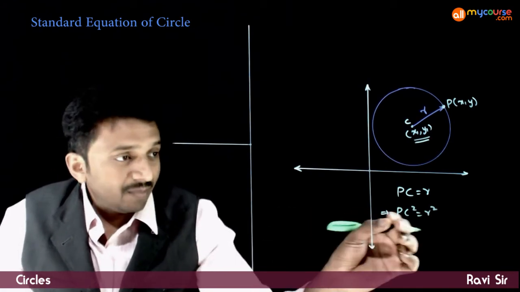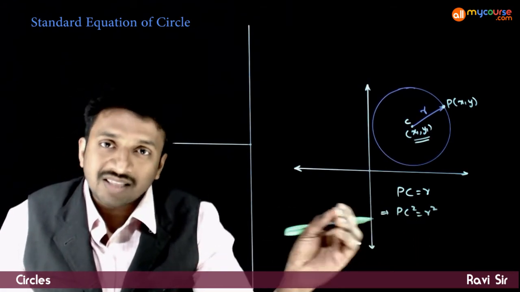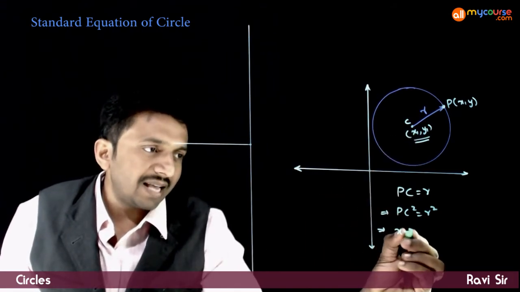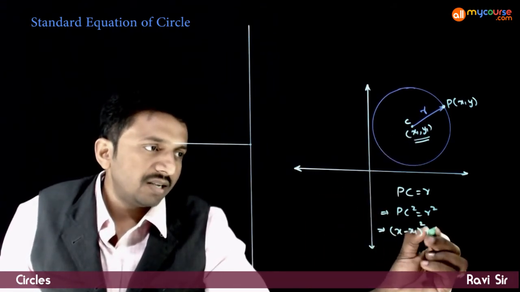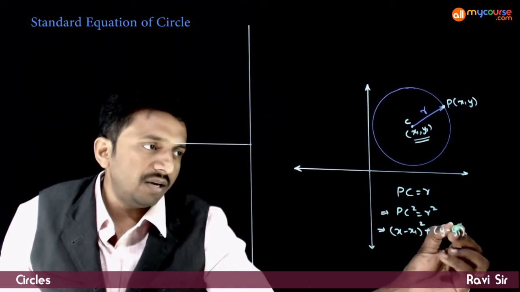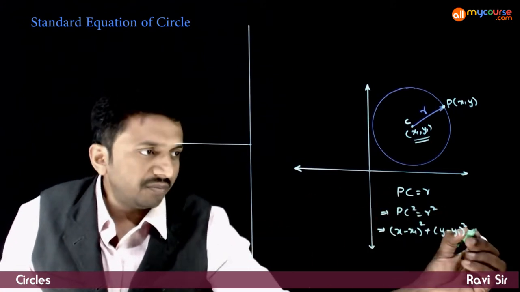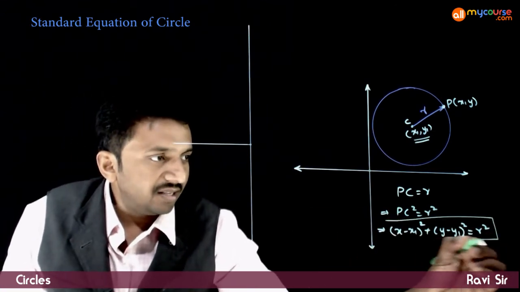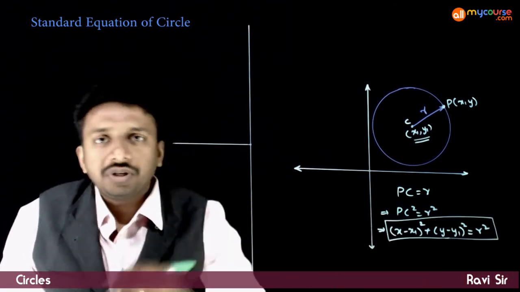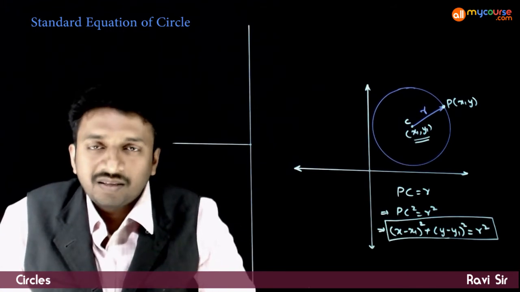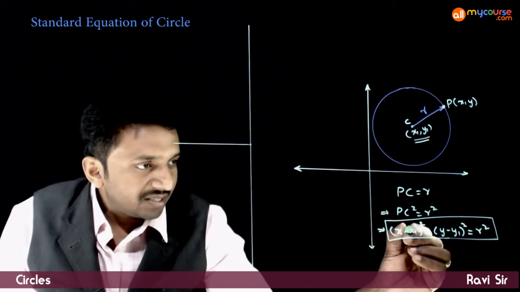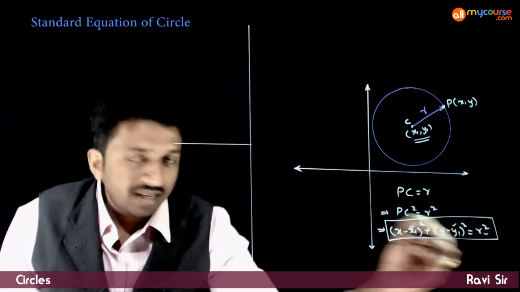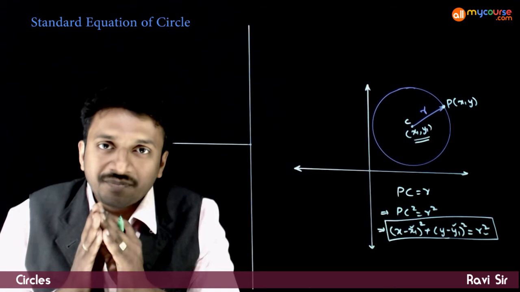And what is the mathematical expression for PC square? It's nothing but distance square. It's nothing but (x minus x1) whole square plus (y minus y1) whole square is equal to R square. So this is the standard equation of a circle, and in this form the center x1, y1 is clearly visible and the radius r is clearly visible.